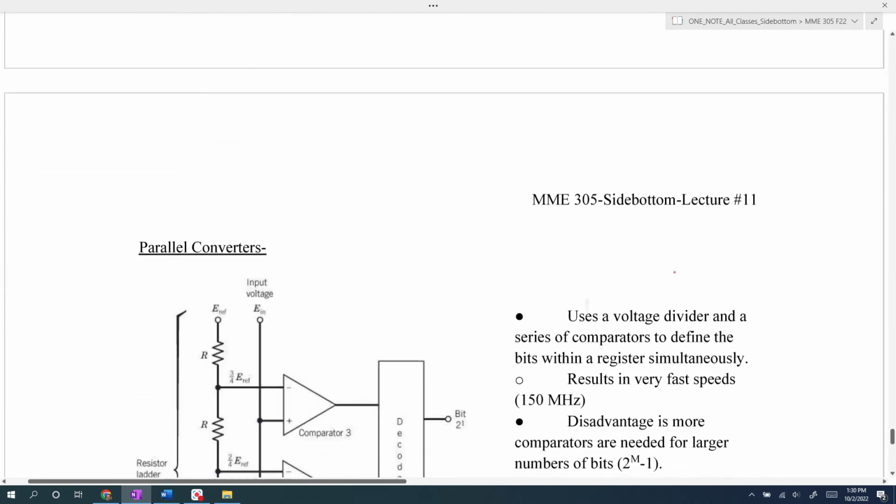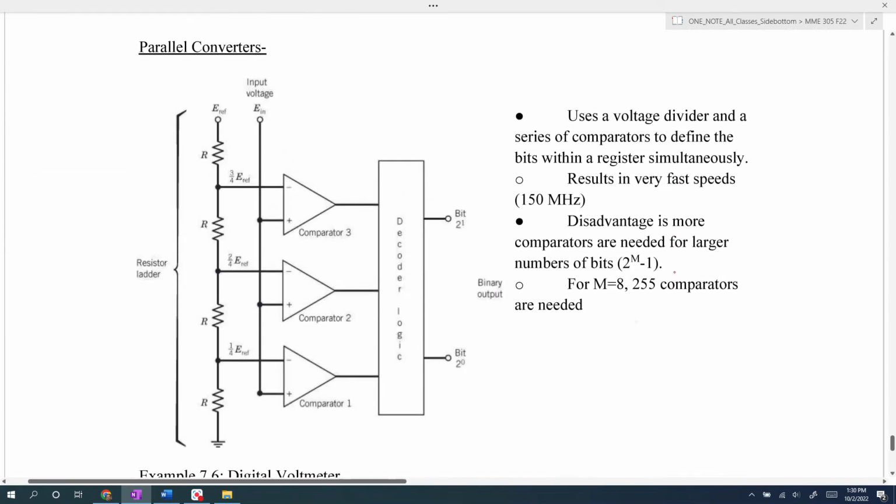The last type of converter is the fastest converter, the parallel converter. Basically, it uses a voltage divider and a series of comparators in order to take your measurements. It's great if you have really high frequency measurements, up to 150 megahertz. But the issue is that depending on the number of bits you need, you have to have a certain number of comparators. For example, if you want just an 8-bit analog to digital converter, you need 255 comparators.